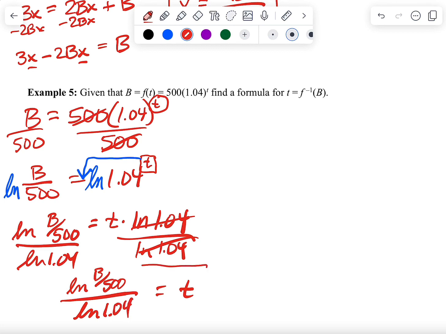That is the inverse function. Again, we started with a b equals function and we ended with a t equals function. So we are successful and we've got inverses.